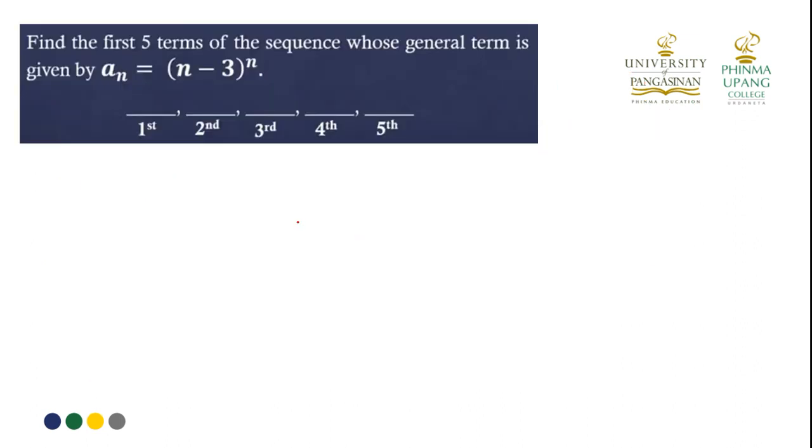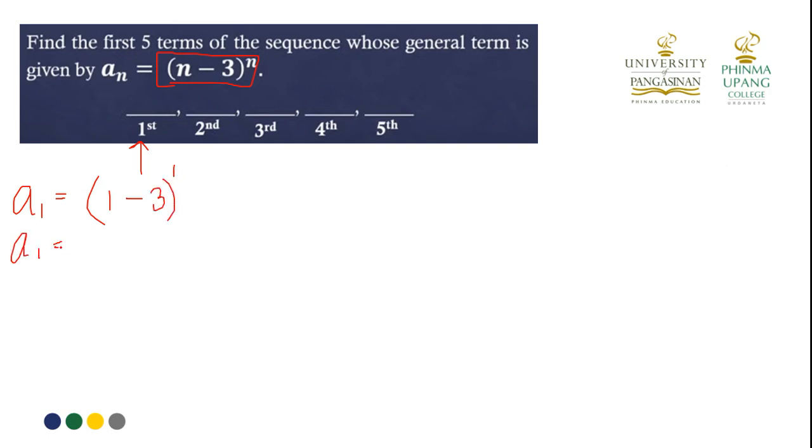Let's solve this one. Find the first 5 terms of the sequence whose general term is given by a sub n is equal to n minus 3 raised to n. Paano babasahin to pag sa math? Ang pagbabasa niyan is the quantity of n minus 3 raised to n. And the relative position or the domain is first, second, third, fourth, and fifth. So, mag-start tayo sa a sub 1. A sub 1 is lahat ng makikita mong n dyan, papalitan mo ng 1. Then, n is equal to 1 minus 3, then raised to 1.